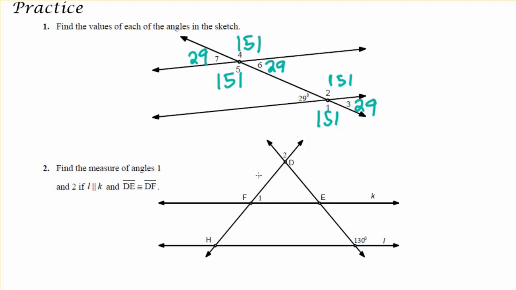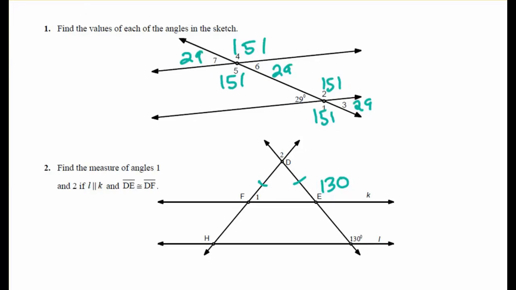I want to find the measure of angles 1 and 2, knowing that L and K are parallel and D and F are congruent, making an isosceles triangle here. So if the angle down here is 130, E, or DEK, is also 130. And because it's 130, its linear pair would then have to be 50. Now this triangle is isosceles, so the other base angle will also be 50.